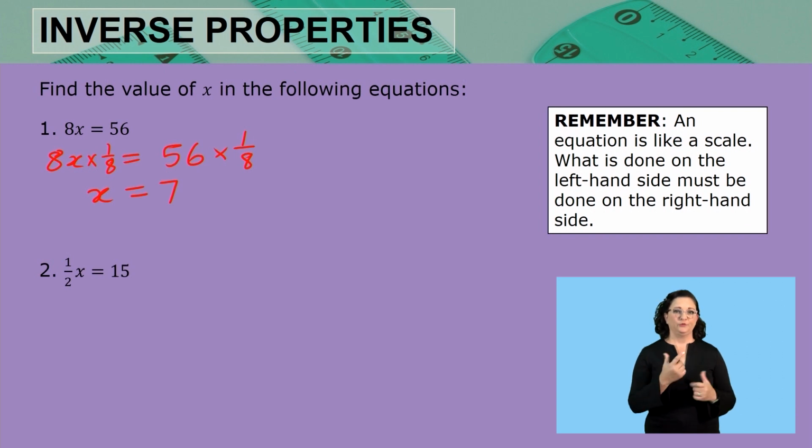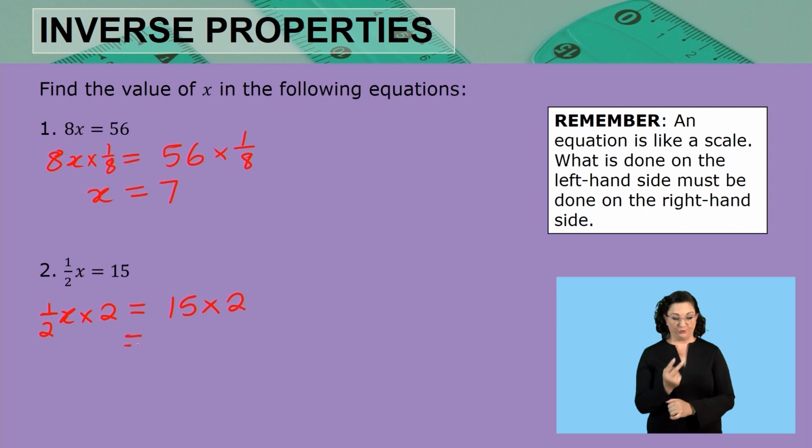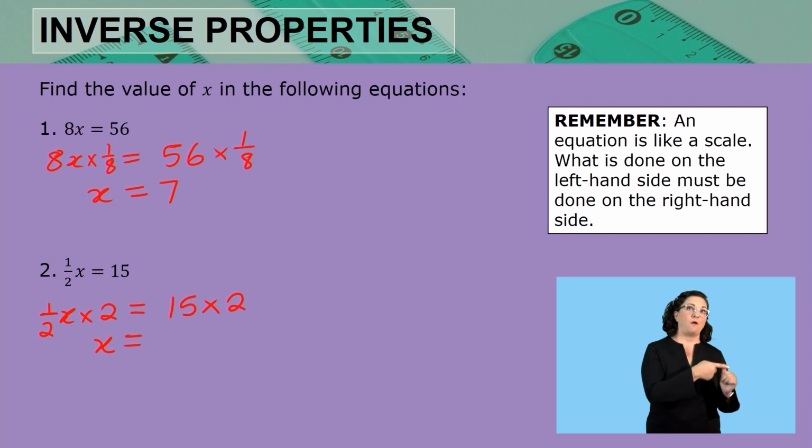Let's look at the next one. So the next one says 1/2 x = 15. So it's 1 divided by 2, times x, is equal to 15. Now, what is the multiplicative inverse of 1/2? If you are thinking of 2, then you are absolutely correct, which means that I need to multiply both sides by 2. Now, 1/2 multiplied by 2 is 1, which is going to leave us with just the 1x, and 15 multiplied by 2 is 30. So our answer there is 30.